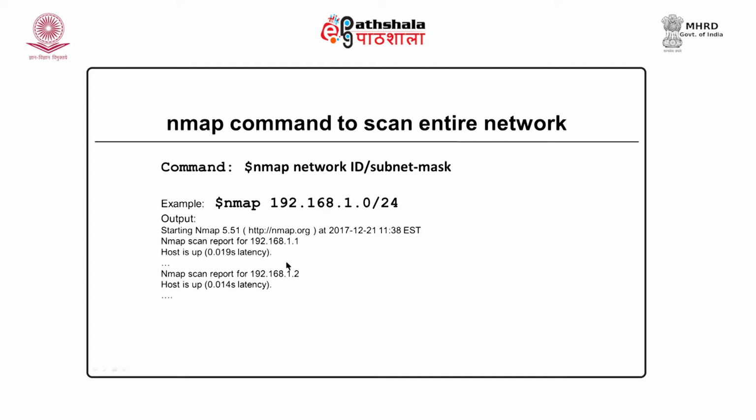Here I am specifying the entire network. I am scanning the entire network using the Nmap command. So, we give the network ID and we give the subnet mask. This is using CIDR notation. So, the report contains each and every IP address and its details. I have shortened the screen, the output is not being shown over here.